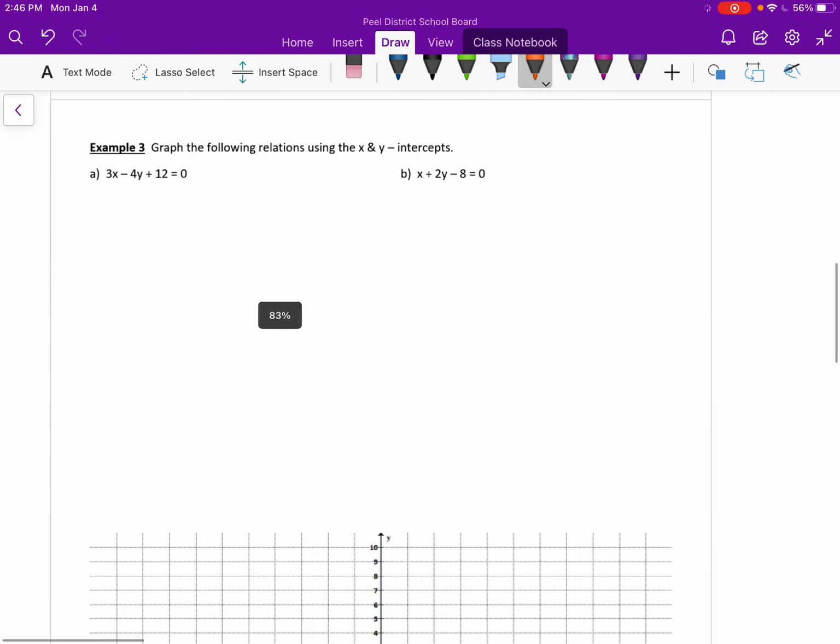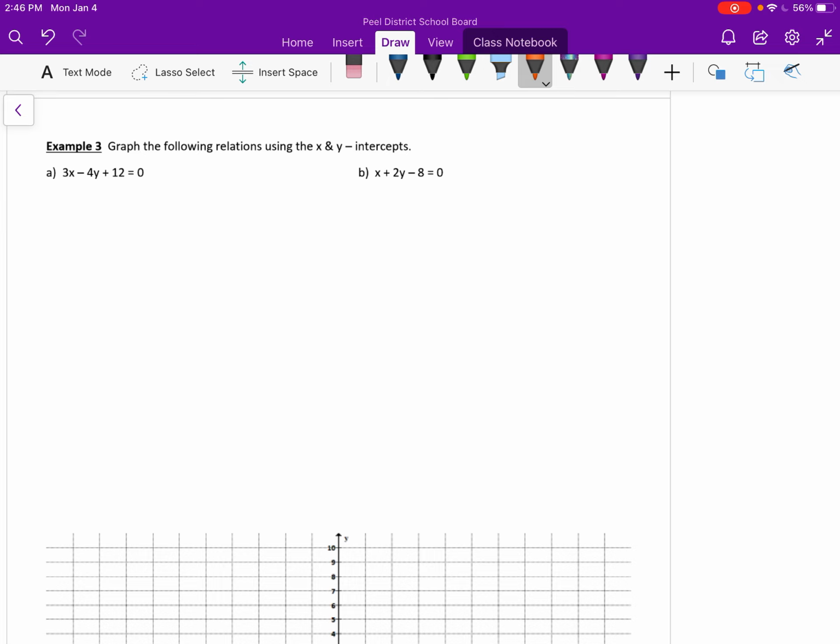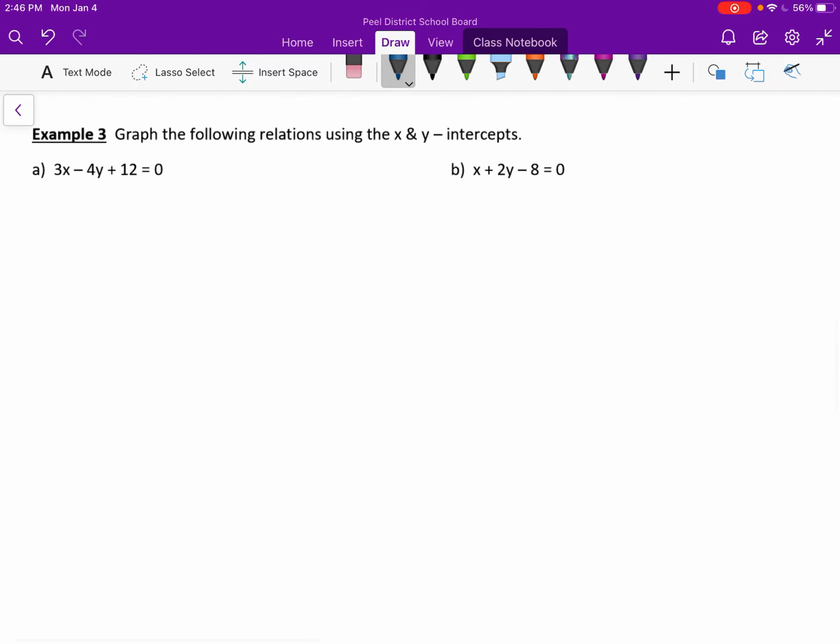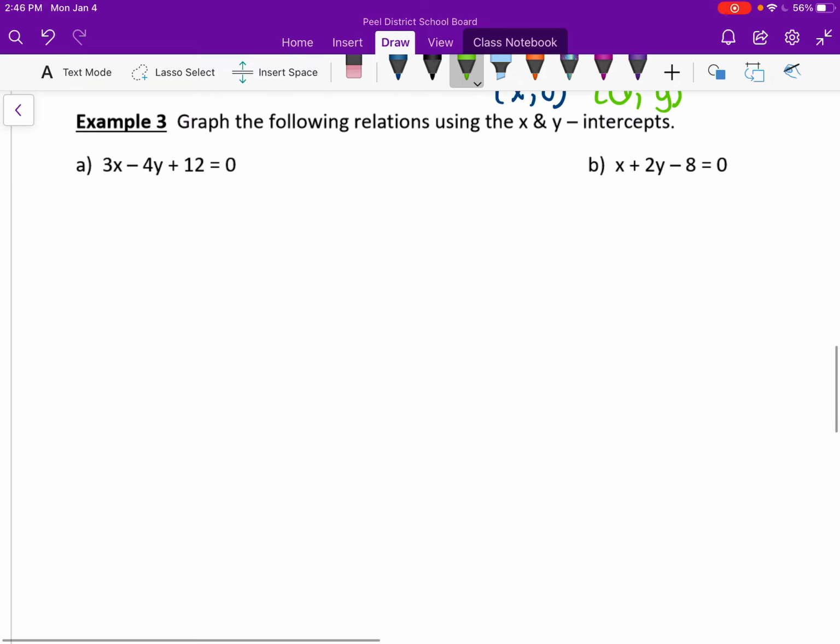All right. So it says graph the following relationships using the x and y intercept, right? So what we're going to do here is we're going to find out, all right, where does it cross the x-axis? So when does y equal 0? And then where does it cross the y-axis? So where does x equal 0, right? So we want to find those two, which we did today. So the x-intercept is when y is equal to 0. So we're just going to go in and plot that.